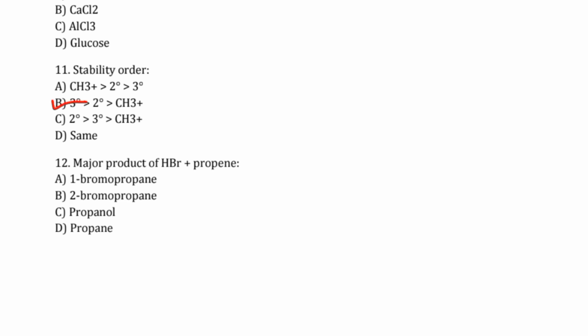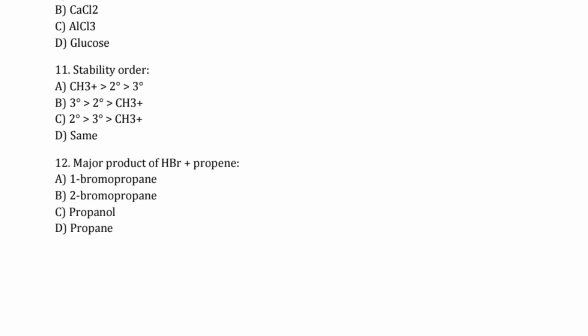Major product of HBr with propene, right? Propene and HBr. So this is our propene. With HBr, peroxide is not given, so it follows Markovnikov's rule. In that case, our product is nothing but 2-bromopropane. Right students? So the main answer is B, that is 2-bromopropane.